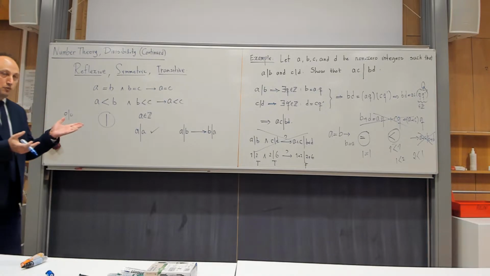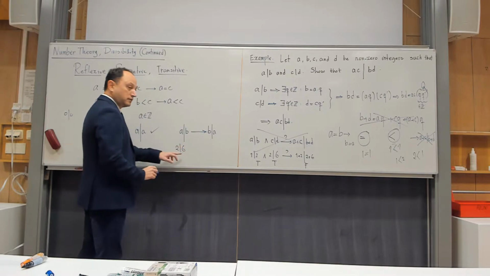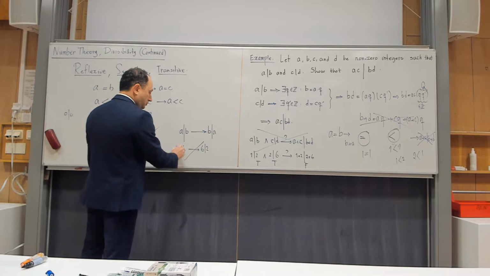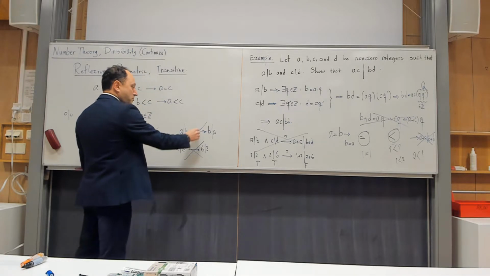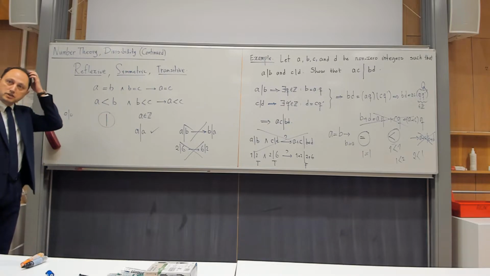No, it's very clear that we can make a lot of examples. We can say 2 divides 6, but is it true that I can conclude that 6 also divides 2? Which is wrong. So it is not symmetric. It's reflexive, but it is not symmetric.